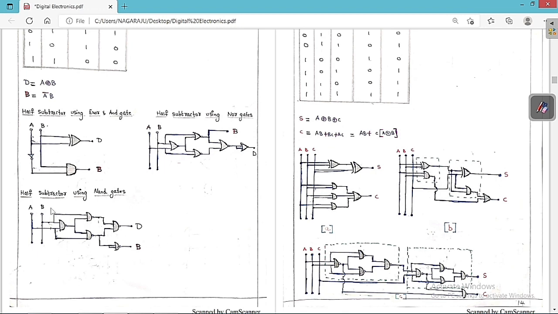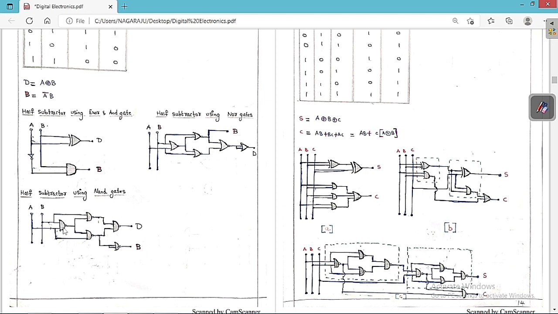Suppose I want to build the subtractor using the NAND gates alone, then how to do this? I have already told you, if you want an XOR gate, we require 4 NAND gates, 1, 2, 3, 4. So the output is D is equal to A XOR B. But the borrow is nothing but A bar B, so we will take it from here. You can cross check also. You are going to get the output B is equal to A bar B.